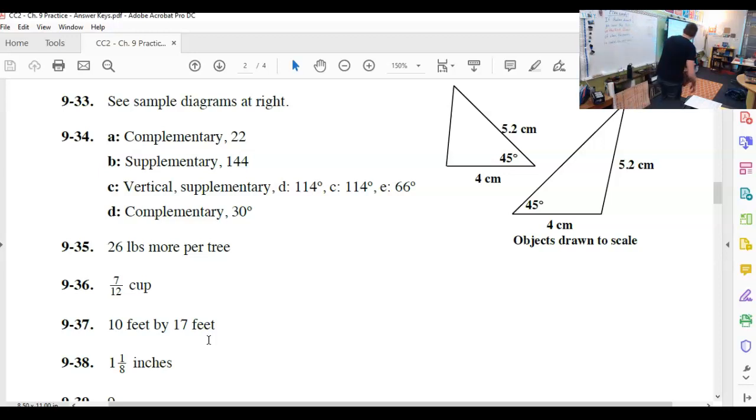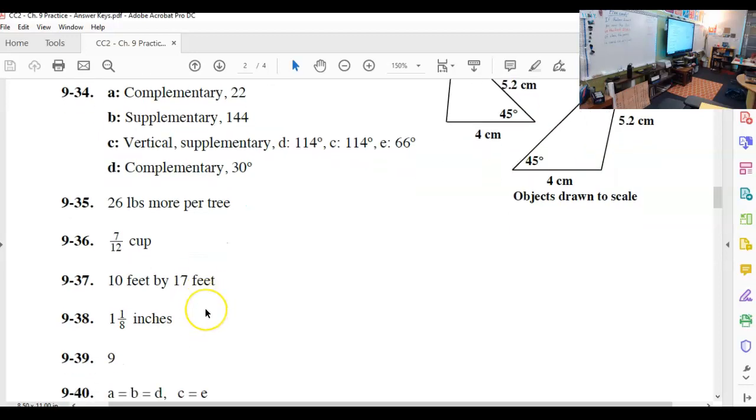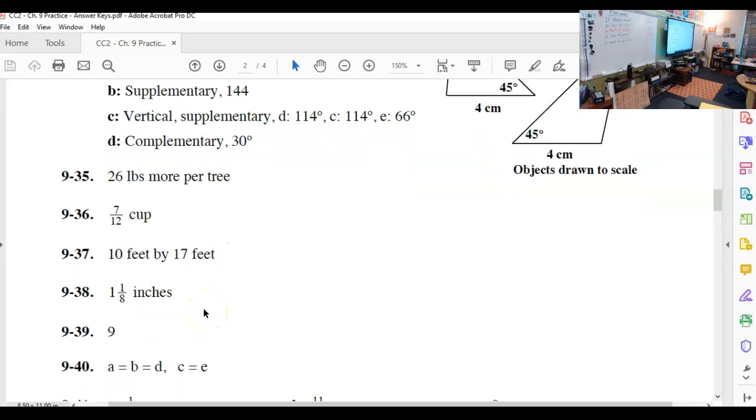Gravity works. 26 pounds more per tree, 7/12 of a cup. On 38, that's really just practicing us getting common denominators again. So really, if you end up doubling the 3/16, guys, if you look at that pipe question, you've got the edges of the pipe on both sides, so you could double it. You'd then have 6/16, which you could drop down to 3/8, and then you could just work everything in eighths.